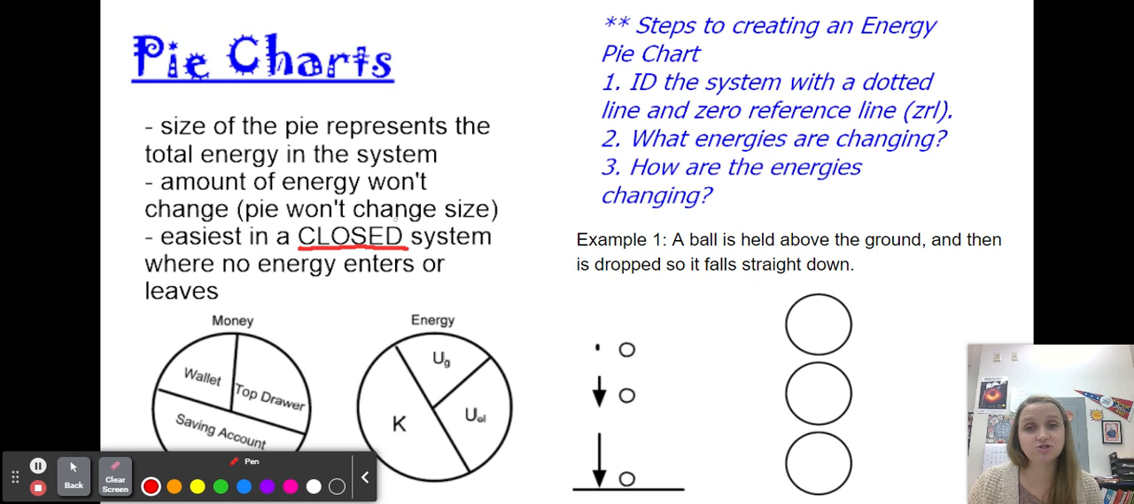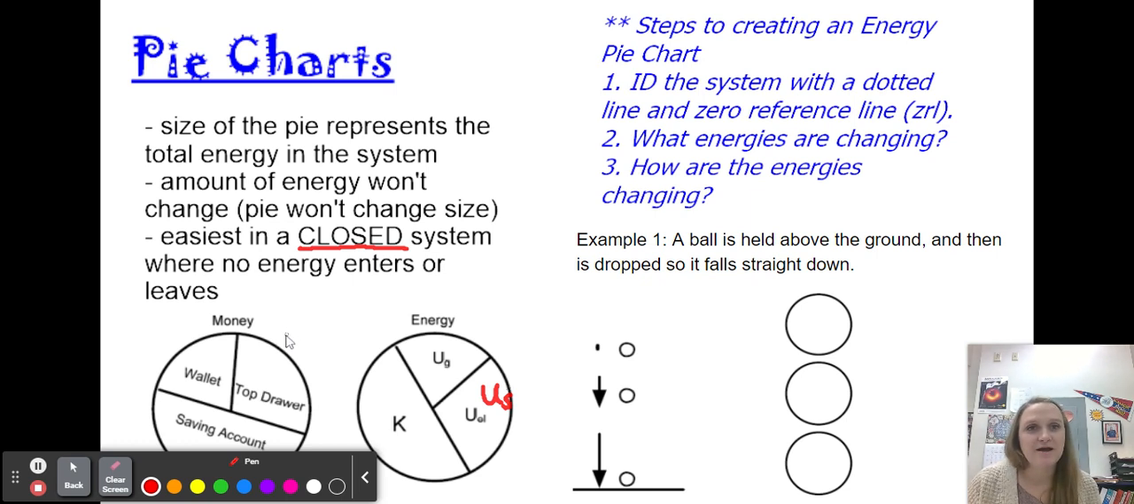Same thing would happen with energy. We might have some kinetic energy, we might have some gravitational energy, and we might have some elastic, or remember, we could call this spring energy. You're going to see those terms interchanged. But the total amount of energy is going to stay the same. I might be able to move it from my wallet to my top drawer, or from my wallet to my savings account, but I'm not spending any of my energy.